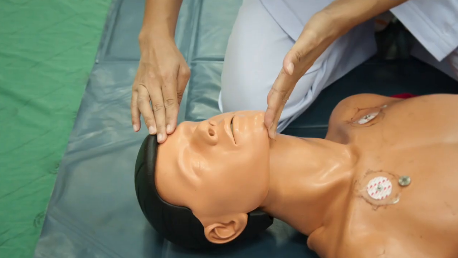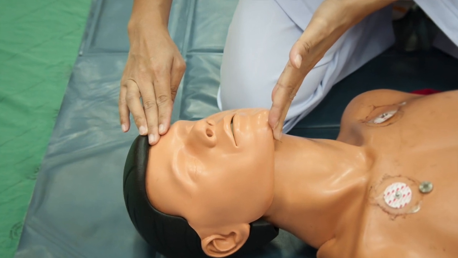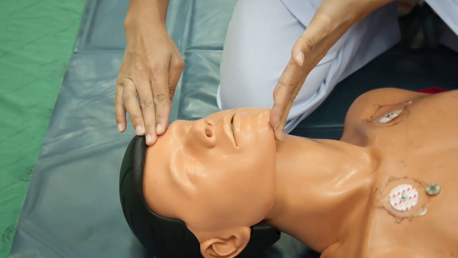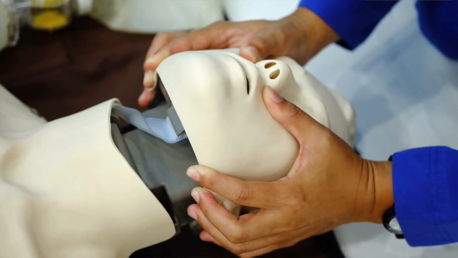Remember that with no suspected neck injury, you can do the head tilt chin lift. But if there's a suspected neck injury, you want to immobilize the spine. Only the jaw thrust maneuver is utilized.